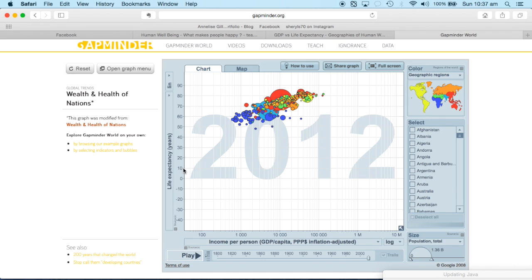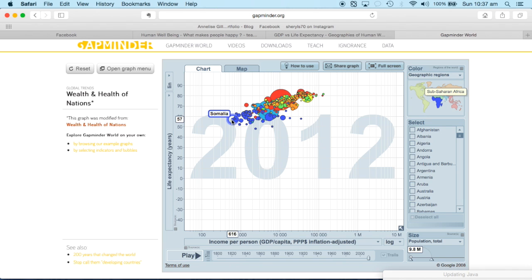Okay, now when we look at the graph, we can see that it's already set up with life expectancy at one side and GDP per capita down the bottom. Now, they are the factors that we actually need to look at for this section. So we're not going to change those at all. We're going to leave them how they are.